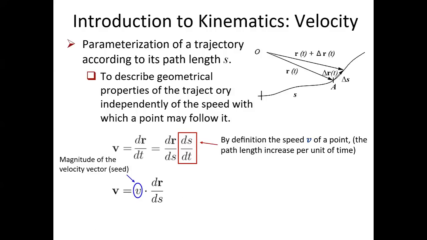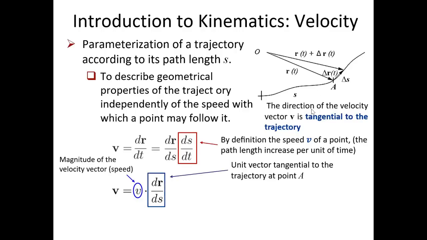So this v is the magnitude of the velocity vector, that is the speed. So this vector v, we know that the velocity direction is tangential at this particular point A in this case. Therefore, dr over ds has to be a unit vector along the tangent to this curve at point A. So this is a unit vector tangential to the trajectory at point A.